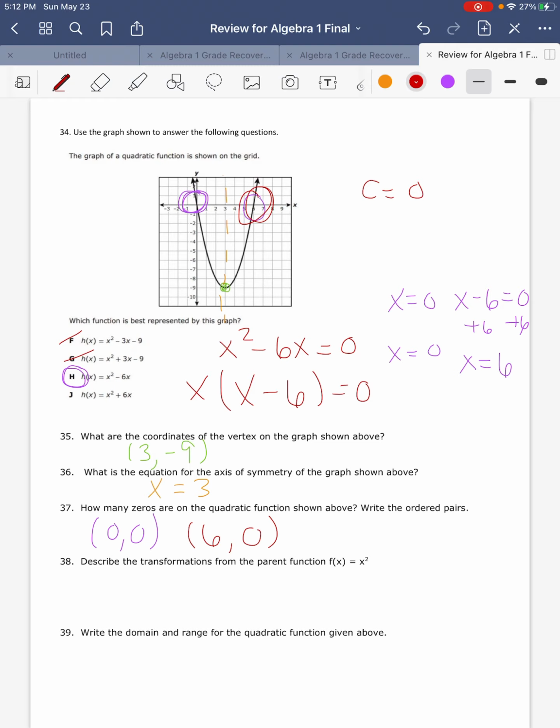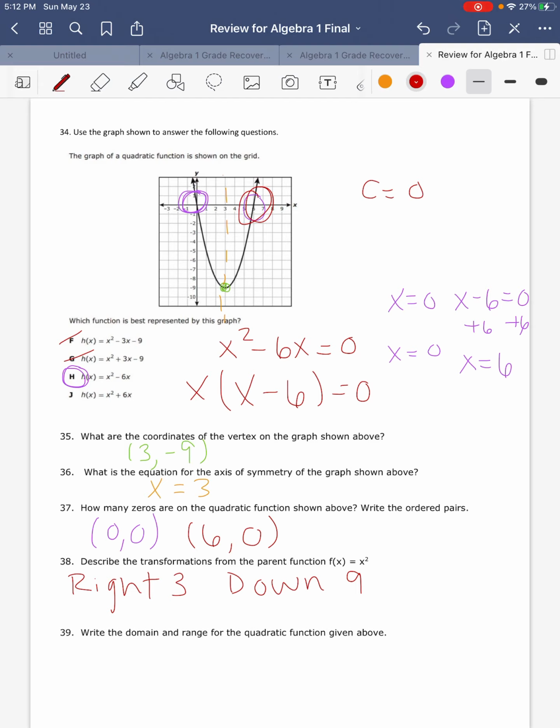Okay, for our transformations, remember your parent function is when the vertex is at 0, 0. So we can see here that our function actually went right 3 units. And then it went down 9 units. So we basically just look at the vertex to see what has changed. And we can see it went right 3, down 9.